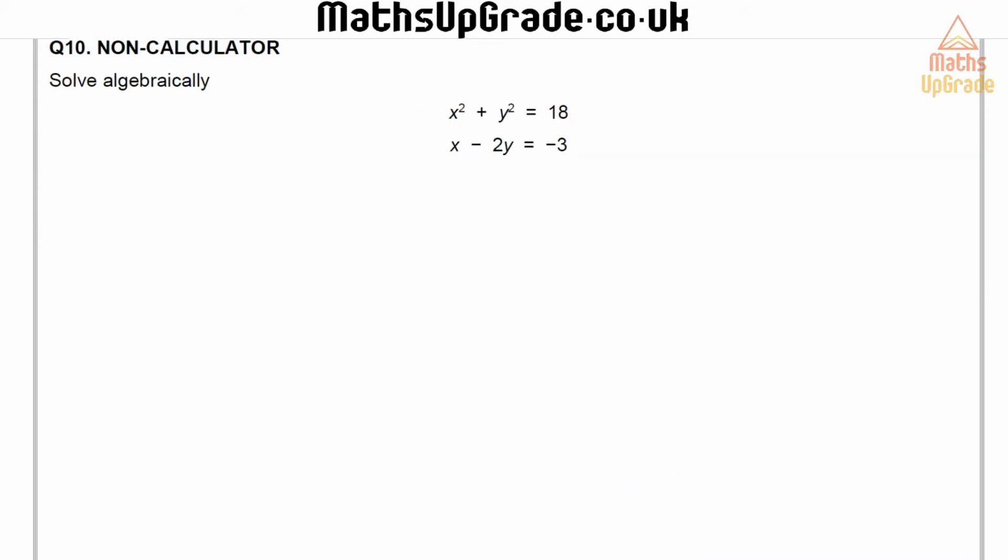Question 10 is 5 marks, and it involves simultaneous equations, but it involves quadratics as well. What I'm going to do here, I'm going to essentially rearrange this equation to make x the subject of it, and then substitute it into the top equation. That will then eliminate x and I can find y. Then I can use that value of y to find x afterwards.